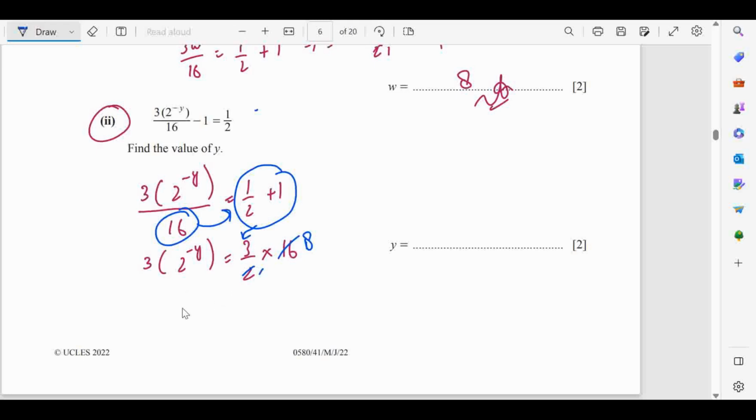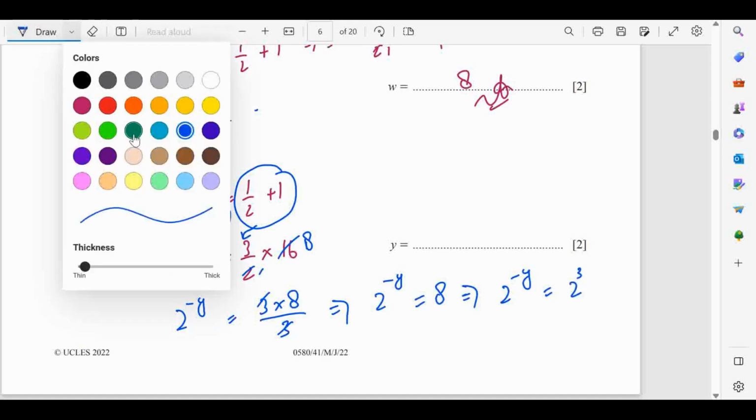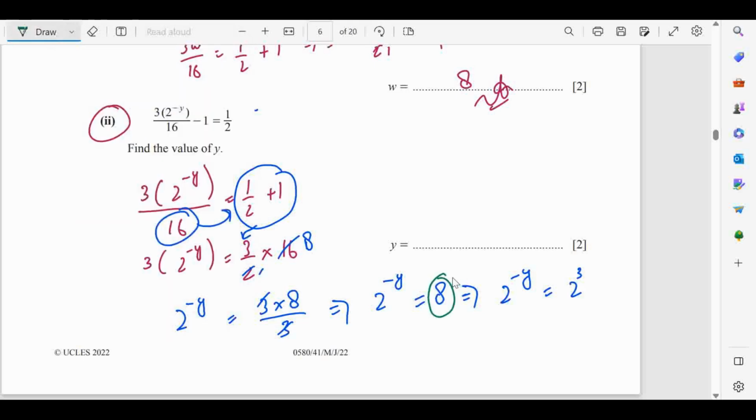So we can write it as 2 power minus y is equal to 3 into 8 whole is divided by 3. We can cancel out these two. So 2 power minus y is equal to 8. Now from here we can use the property of indices, that if the bases are the same, we can write 8 as 2 cube. So as we can see that here the bases are the same, it means that the power must be the same. So minus y is equal to 3.